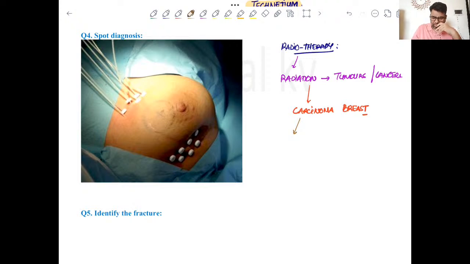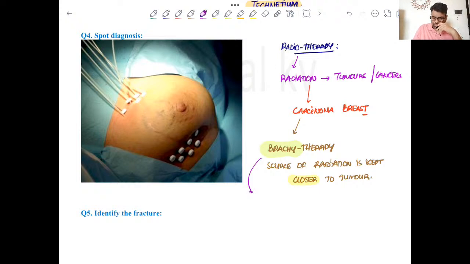So this mode of radiotherapy is known as brachytherapy, right? It means that the source of radiation is kept closer to the tumor, right? This form is known as interstitial brachytherapy, right? So the exact answer will be interstitial brachytherapy, and we have implanted the rods through which the radioactive substance will be delivered to the tumor area, right? So this is brachytherapy.